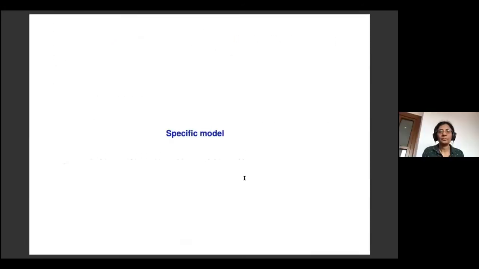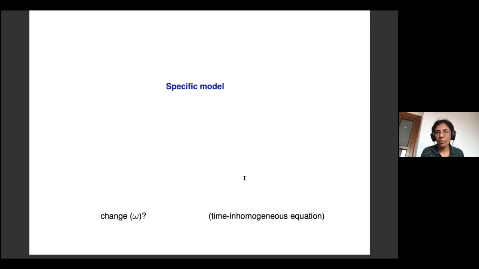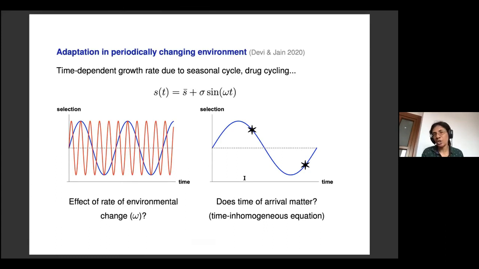Okay. So let me now come to the specific question, the specific model. So we are interested in changing environments in general, and today I'll speak only about periodically changing environments. The motivation being, for example, if in some plants a mutant appears, but maybe it has a growth rate which is different in winter from summer, or when your doctor gives you some medicines, he or she might want to give it to you more initially and then reduce it and maybe increase it again. From the point of view of the pathogen, therefore, selection is changing with time, cyclically perhaps.